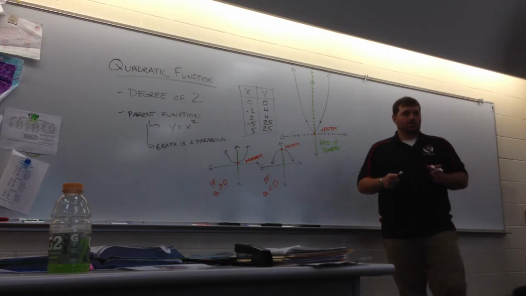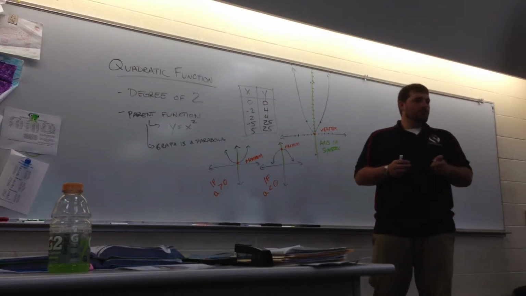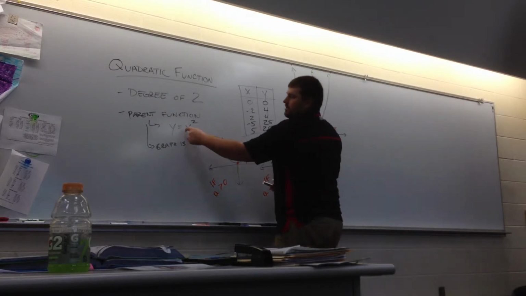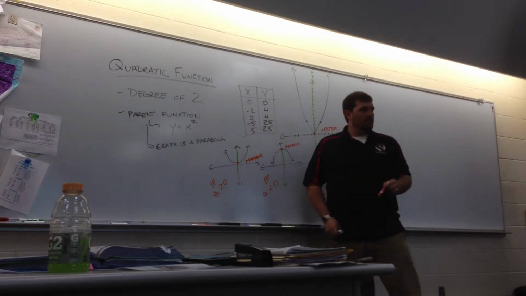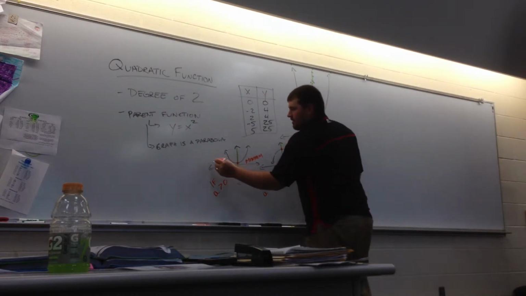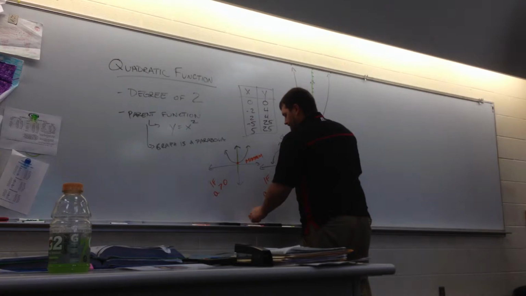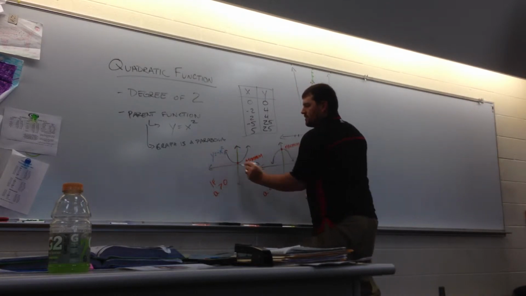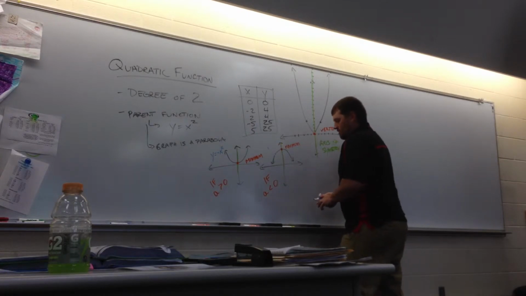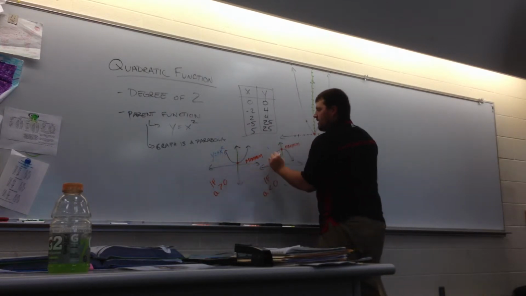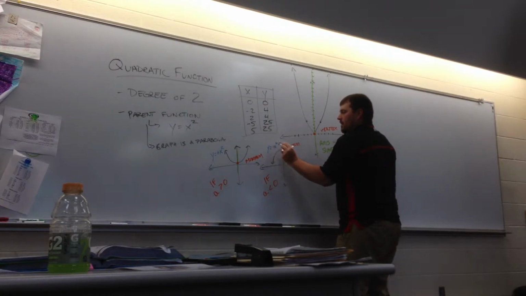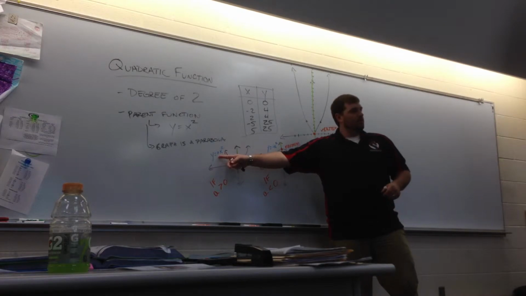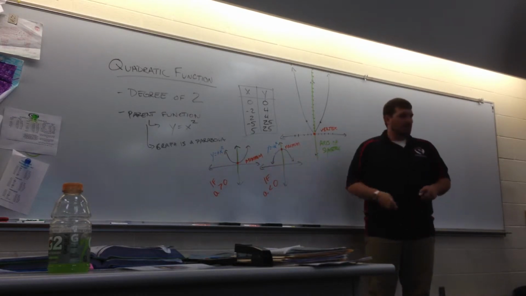Okay. Are there any questions so far? Brendan? How do you know if it goes down or goes up? The coefficient that would be right in front. For instance, this one would be y equals x squared, or, I'm sorry, this would be a positive x squared. And this one would be y equals negative x squared. When it goes up, it's a positive number in front, and when it goes down, it's a negative.